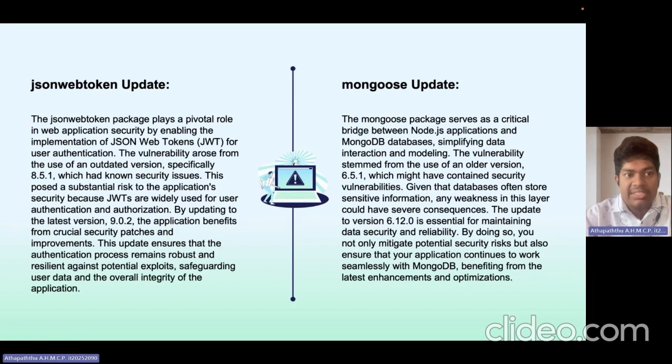So first, the JSON web token update. The JSON web token package plays a pivotal role in web application security by enabling the issuance of JSON web tokens for user authentication. The old version I updated to the latest version 9.0.2. So next I updated Mongoose.